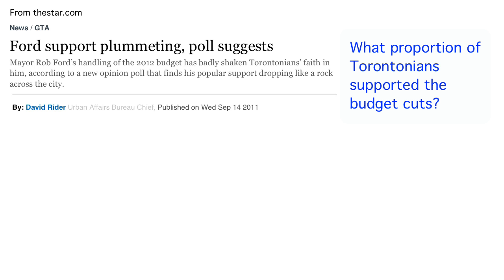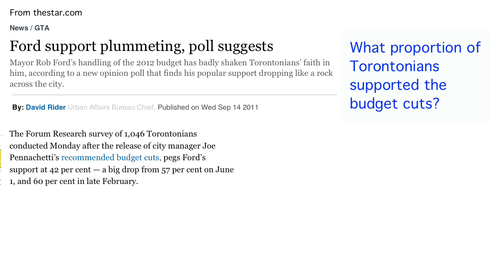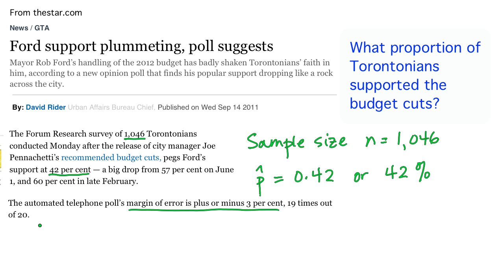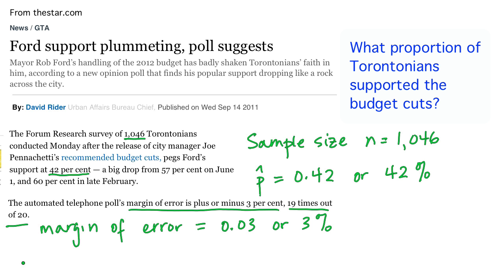I've extracted a few excerpts from the article so that we can talk about the numbers. In particular, 1,046 people were surveyed. Of these, 42% said that they approved of the job Ford was doing during the budget-cutting process. And the margin of error of this estimate is plus or minus 3%, 19 times out of 20. 19 times out of 20 is 95%.